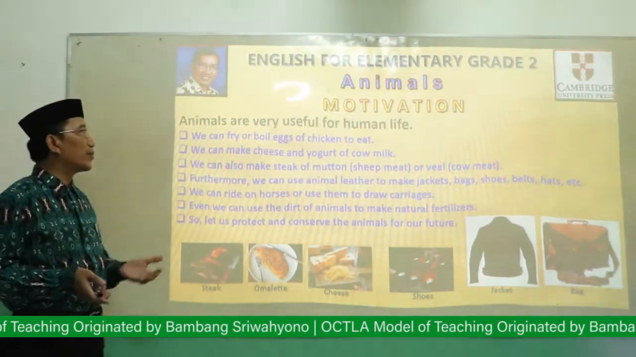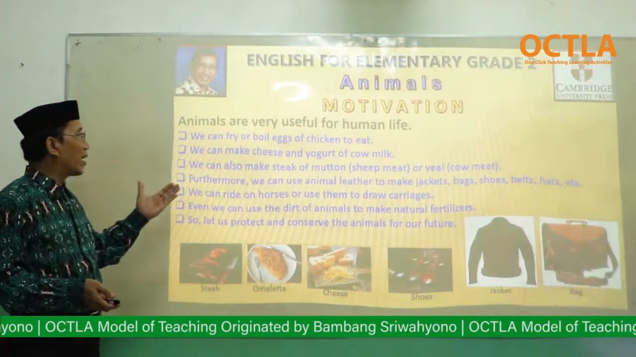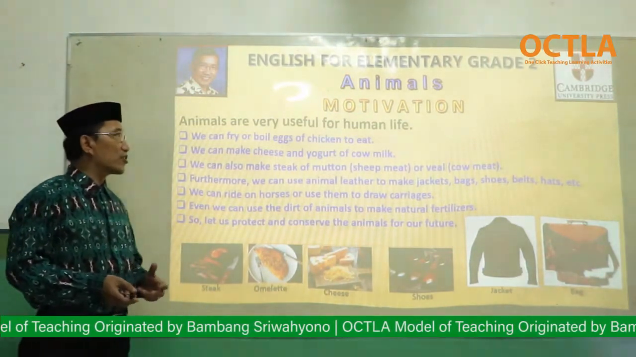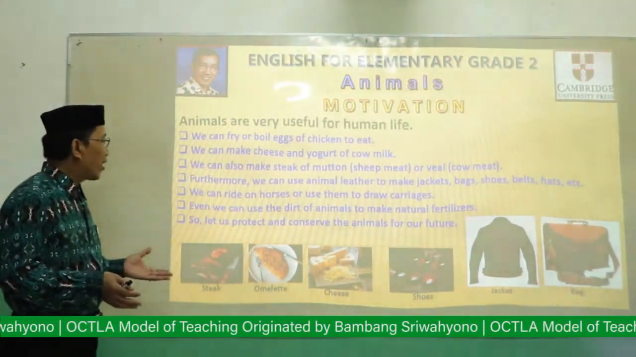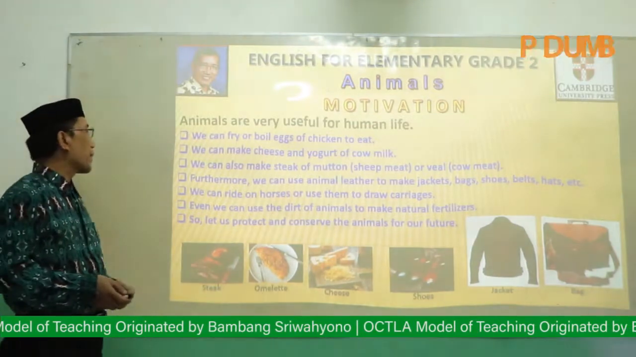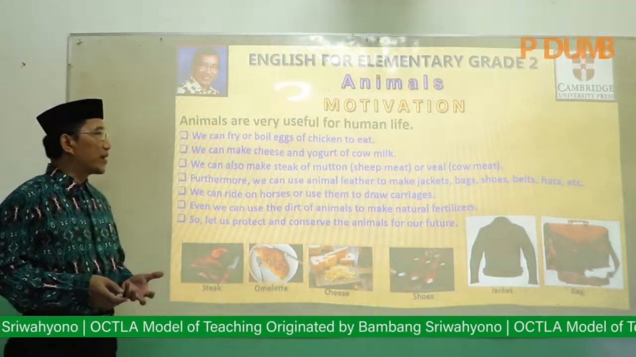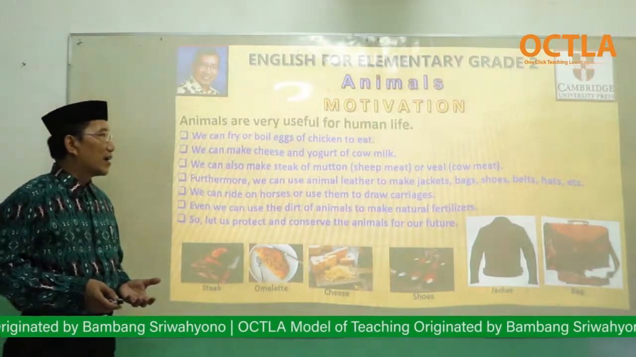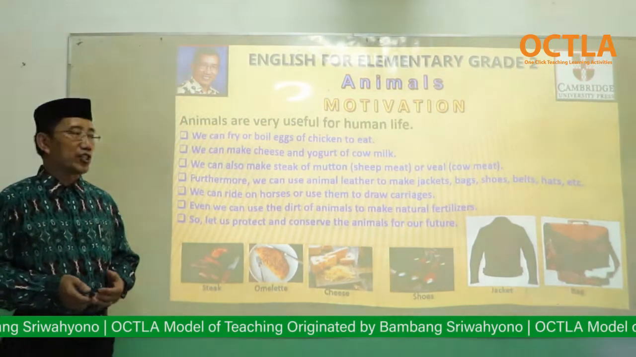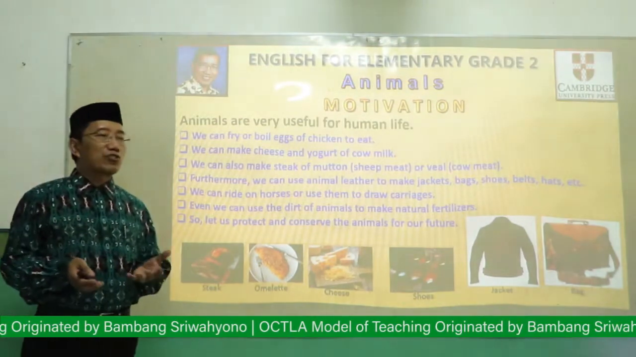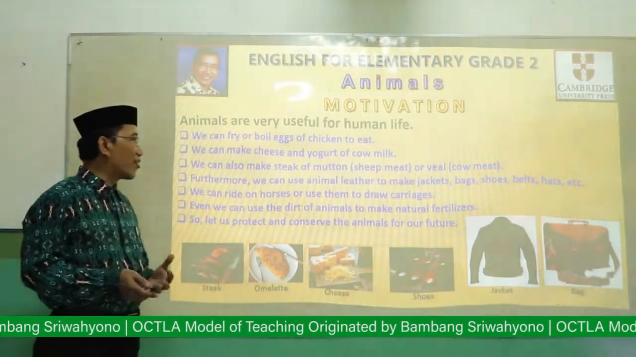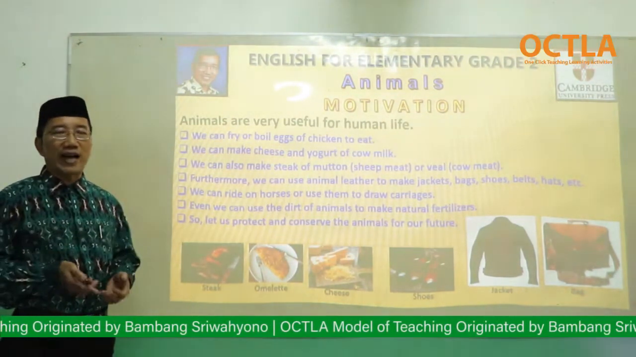Animals are very useful for human life. We can fry or boil eggs of chicken to eat. We can make cheese and yogurt of cow milk. We can also make steak of mutton or sea meat or veal or cow meat. Furthermore, we can use animal leather to make jackets, bags, shoes, belts, hats, etc. We can ride on horses or use them to draw carriages. Even we can use the dirt of animals to make natural fertilizers. So let us protect and conserve the animals for our future life.